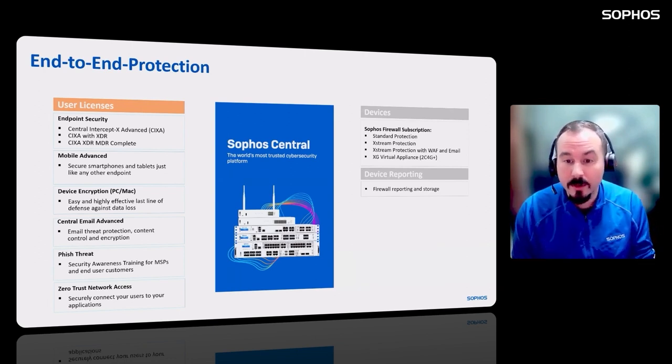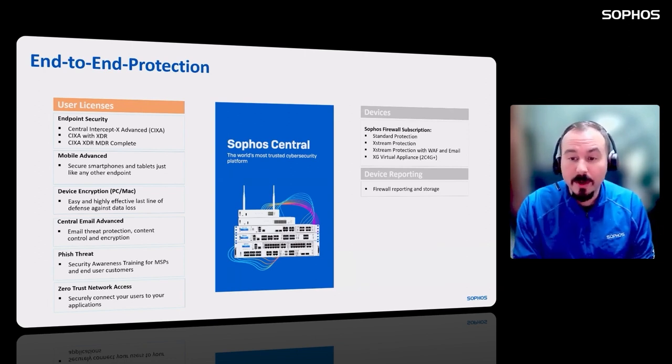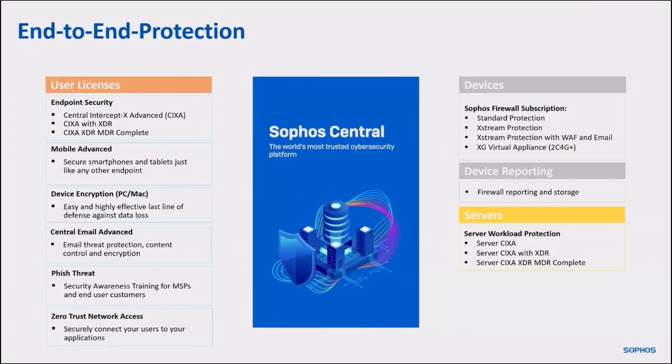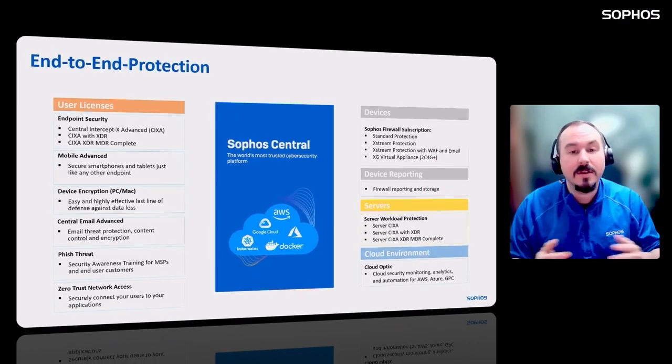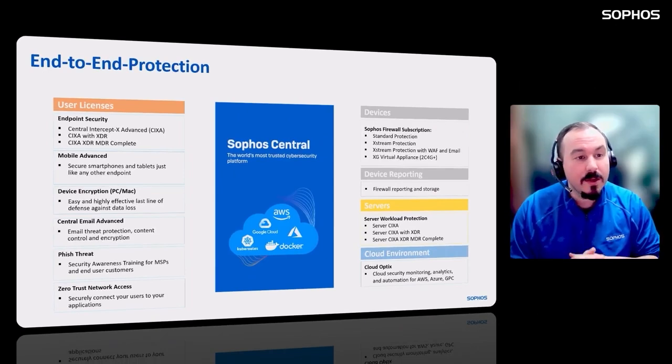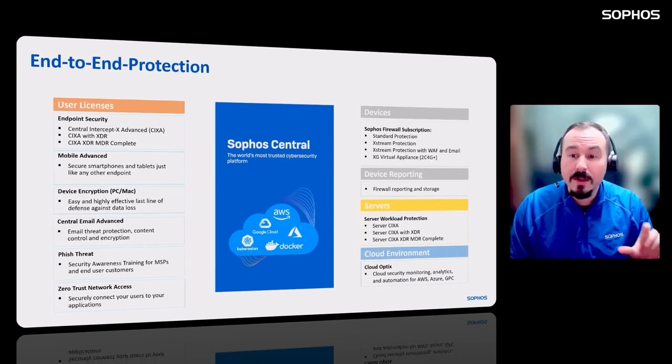The device reporting, so if you're interested in getting enhanced device reporting, with additional storage and a longer storage period, we have device reporting available monthly. We have server protection, so all of those endpoint security licenses, Intercept X Advanced, XDR, MDR Complete, MDR Essentials, also cross over to the servers. And lastly, our Cloud Optix cloud environment licensing, for cloud security monitoring of those cloud-specific environments. So these are the different products that we have, and you can see that we've grouped them on user, devices, device reporting, servers, and cloud.